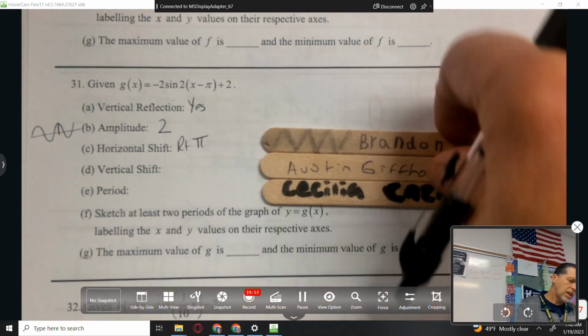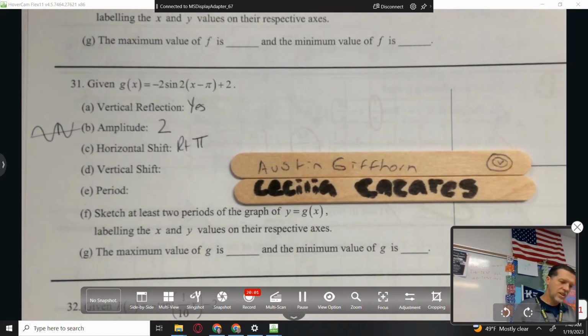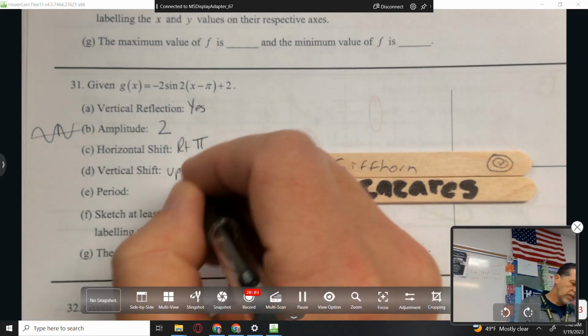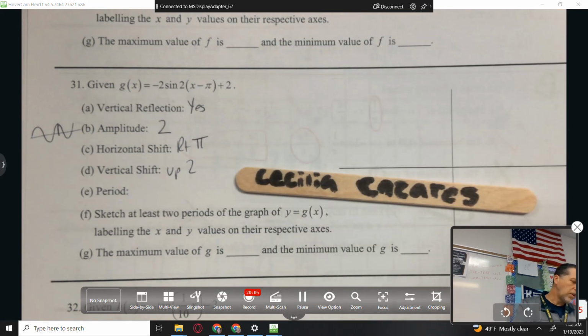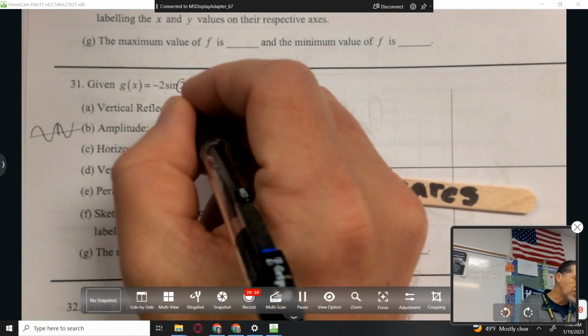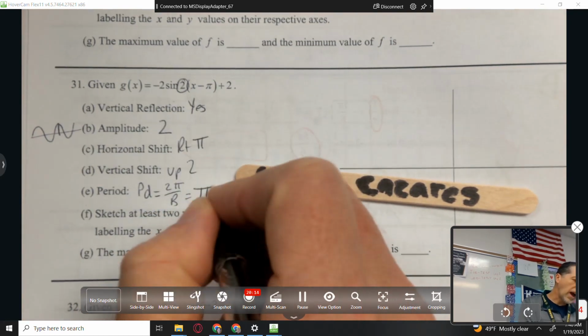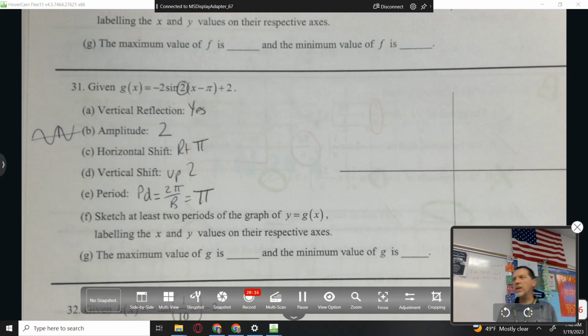Right pi. Austin, the vertical shift? Up 2. And Cecilia, the period? 2. Well, be careful. B is 2. So the period is pi. So be careful how you answer the period question. You don't just grab B and stick it there. You got to do the 2 pi over B.